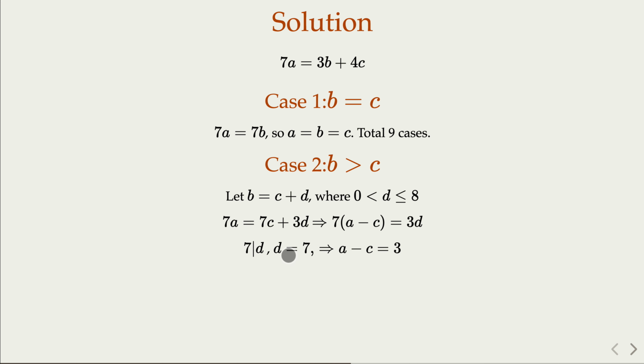Now notice, however, with that constraint, since B is 7 plus C, C cannot be too big, right? C can only take two values, 1 and 2. So we have two cases, C is 1 and 2, and B is 7 plus C, so it would be 8 or 9. And A would be C plus 3, so it would be 4 or 5. Two cases here.